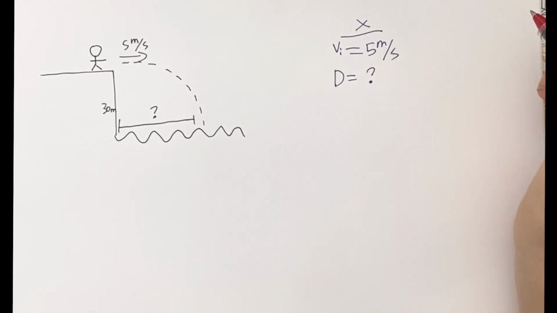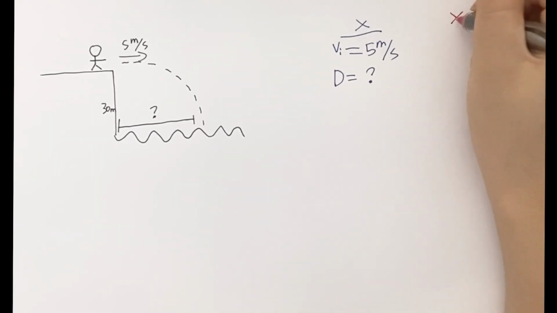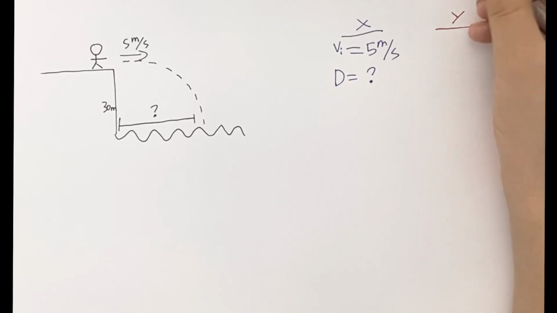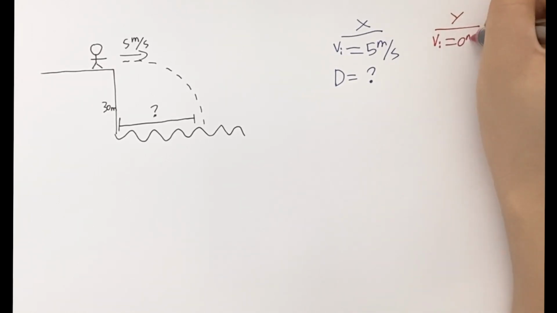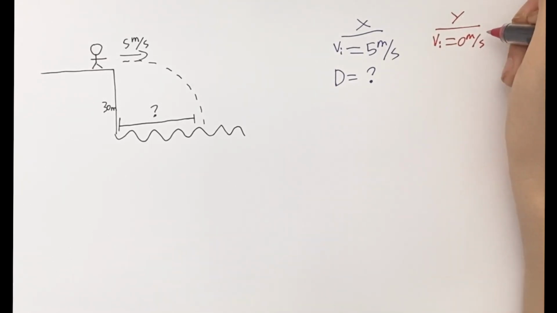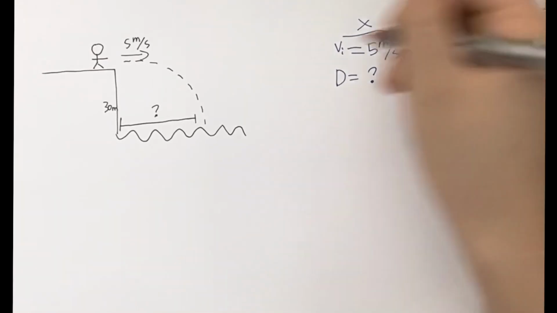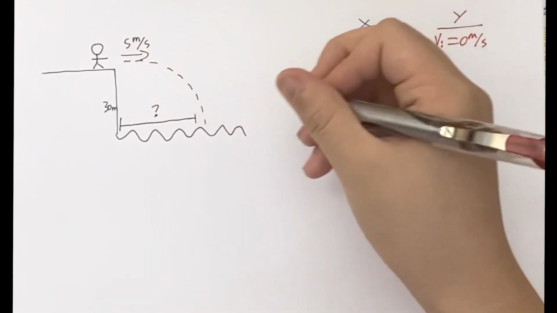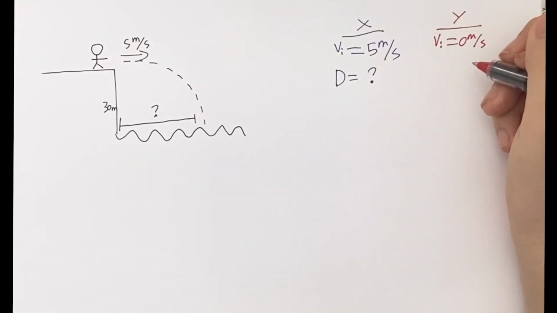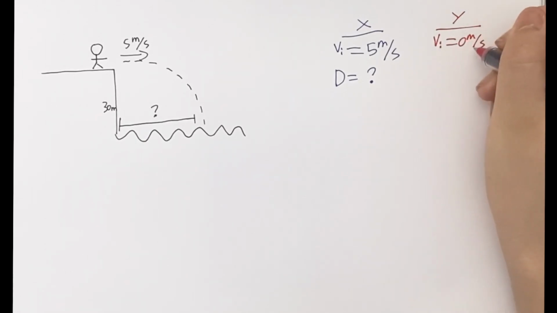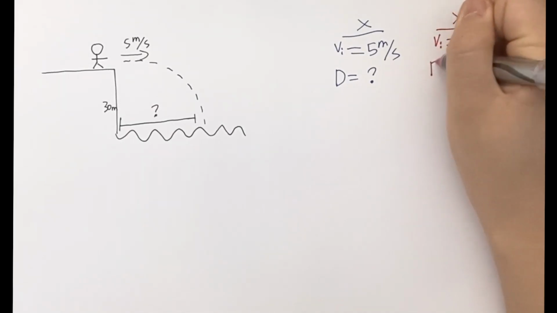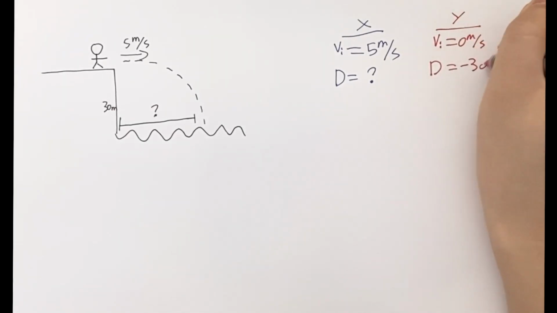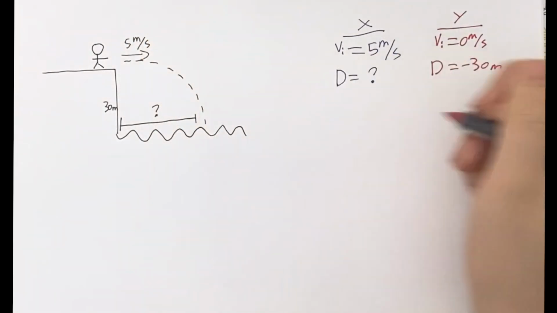Let's go to the y. So y here will be in red. We know the y initial velocity, which is 0 meters per second. Now some of you may be confused since the question says 5 meters per second. However, this is horizontal velocity, and since there was no initial y velocity, the initial velocity will be 0. Now we know the y displacement too, which is negative 30 meters, since he goes down the cliff.